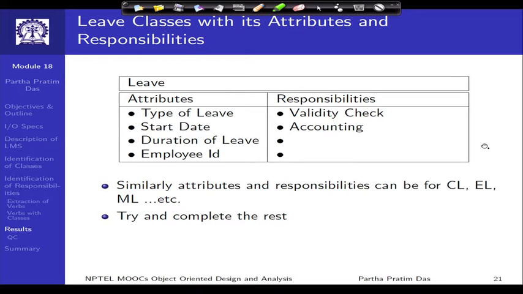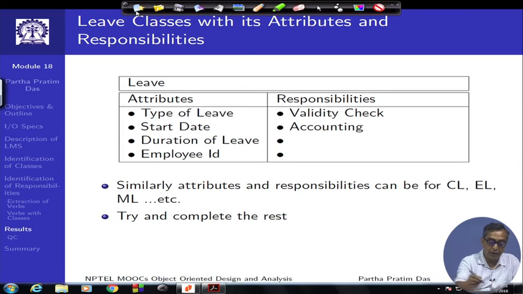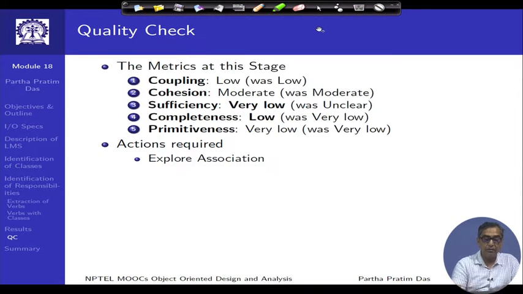This is just another example, the leave class, with the attributes of the leave, like type of leave, start date, duration of leave, and so on, and other responsibilities like validity check, accounting, clubbability, all these will come up. And again, I will request you to actually work out the leave objects and, for all the set of classes, please try to complete the attributes and the responsibilities, so that you have a good hold in terms of the basic defining entities of the whole system.